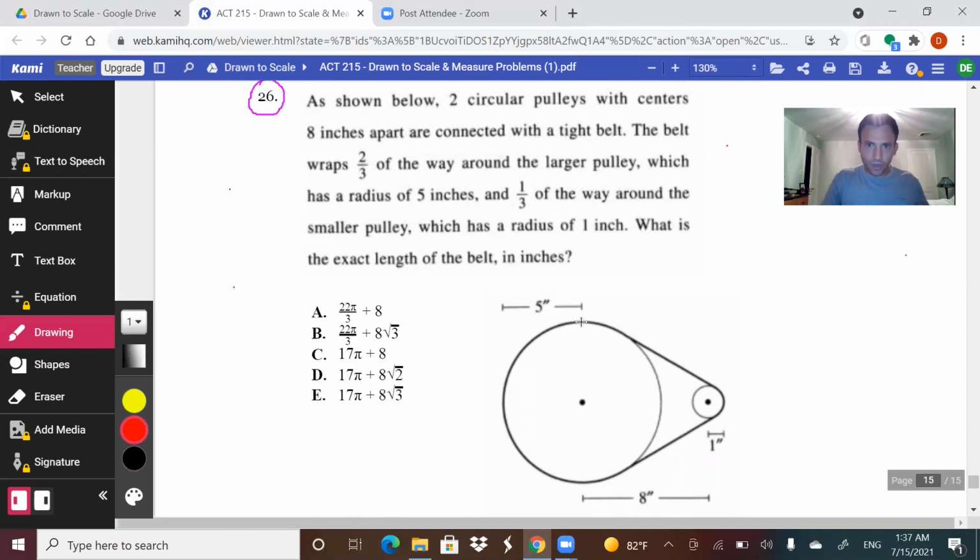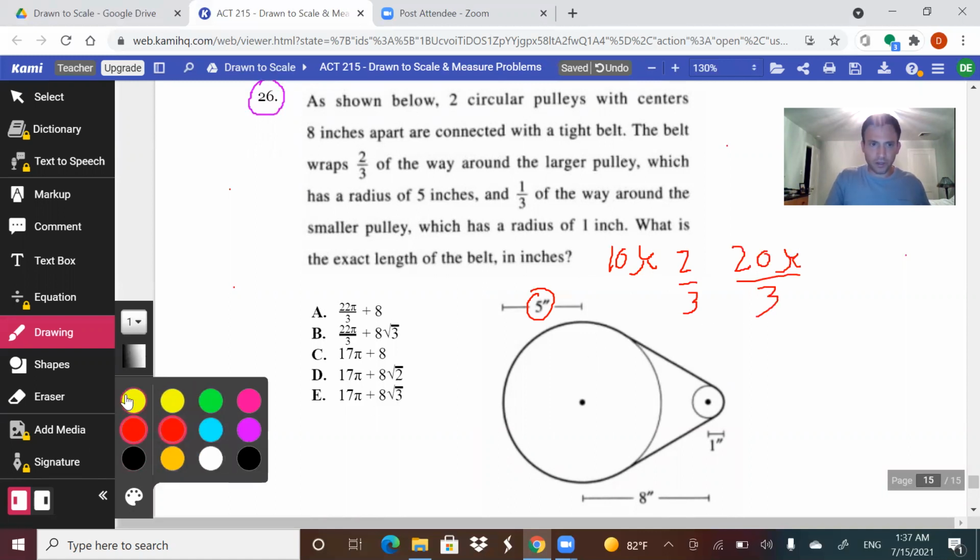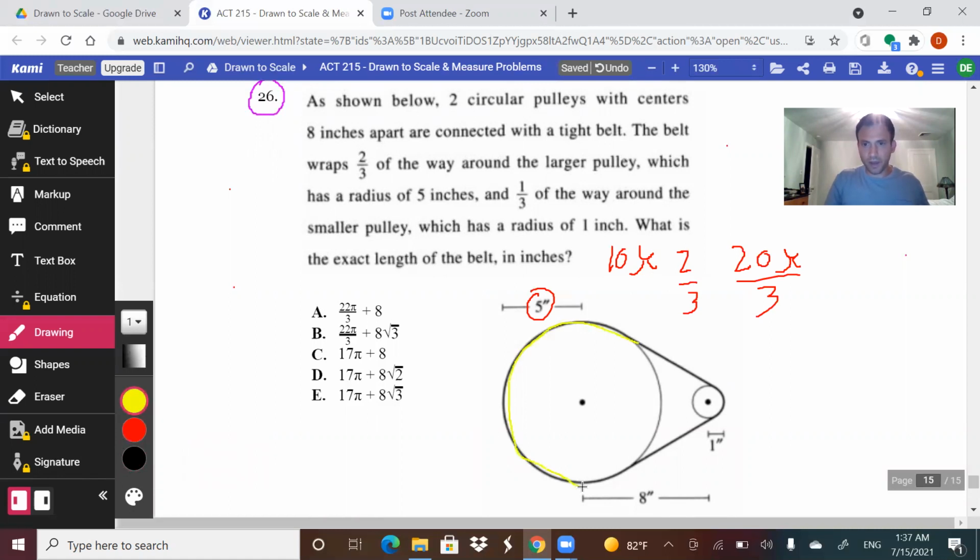Okay, so the circumference of this big circle is 2 pi r. R is 5, so it's going to be 10 pi. The belt wraps 2/3 of the way around, so times 2/3. So what we get is 20 pi over 3, and I'll do it in yellow, is this amount of the pulley. Let's do this other amount right here.